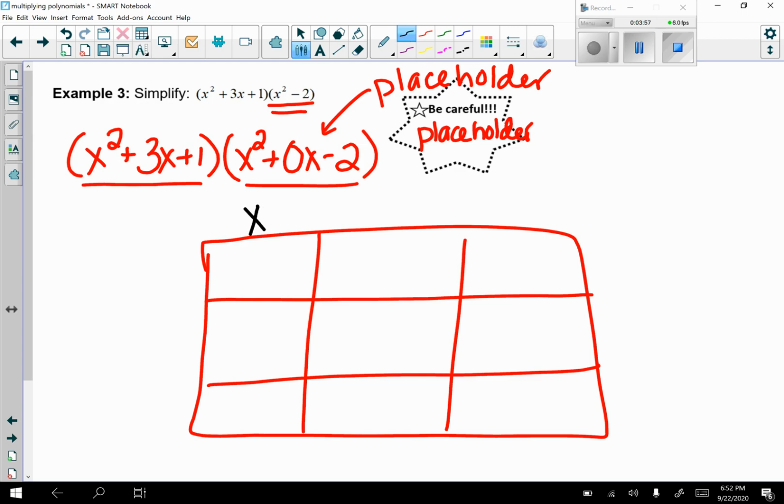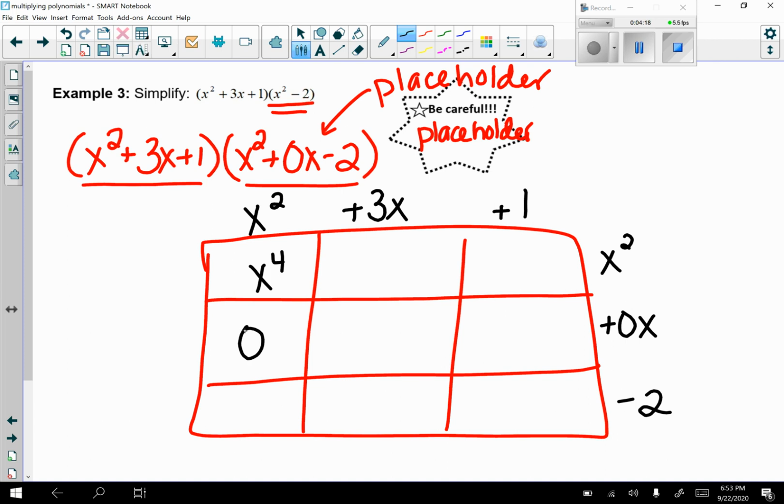So I have x squared plus 3x plus 1, x squared plus 0x minus 2. X squared times x squared is x to the fourth. X squared times 0, remember anything times 0 is 0, but I want to keep my like terms common, so I'm going to write this as 0x cubed. X squared times negative 2, negative 2x squared.